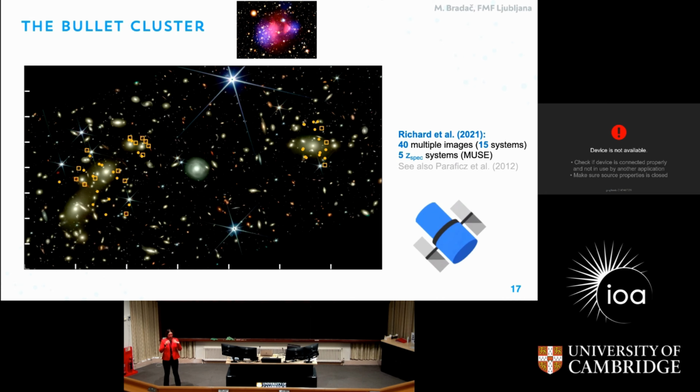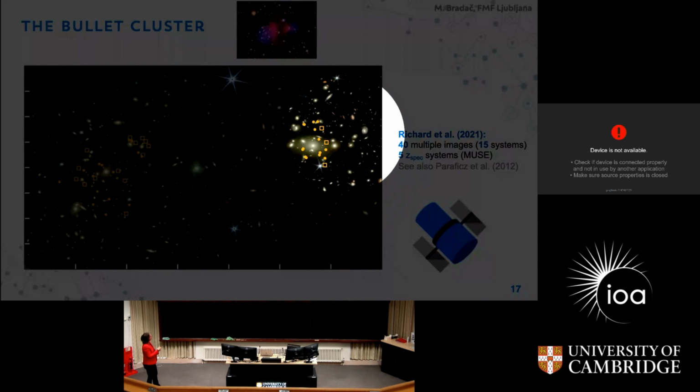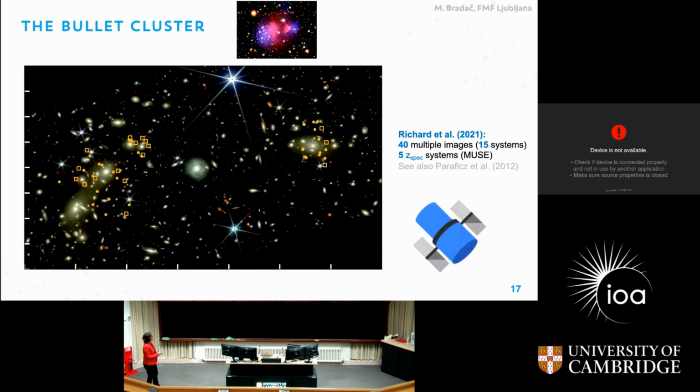And these multiple images allow us to actually study the mass distribution of this cluster. The quality of the lens model depends upon how many systems you have and how many spectroscopic redshifts you have. So more is better, obviously. And so we can use this information to study the mass distribution in this cluster. And we have done this in the past, and we have measured the dark matter properties. This is the famous image, right?